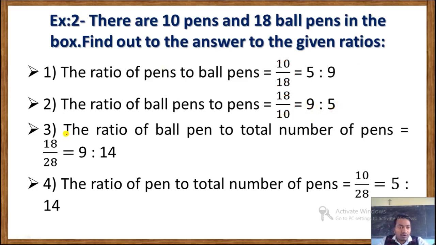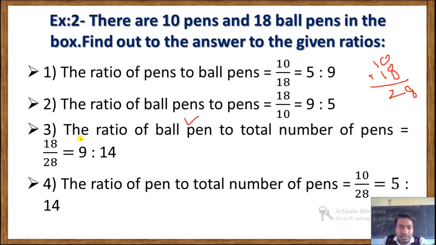Understood? Now question number 3, the ratio of ball pen to total number of pens. Ball pen came first, so first we'll write the ball pen number. So we have 18 to total number of pens. Now total number of pens we have to find out: 10 plus 18. When we add, we get 28. This is total number of pens.